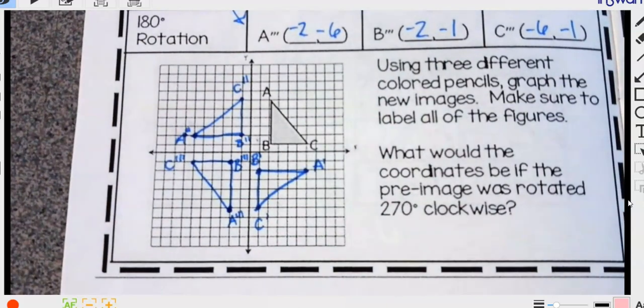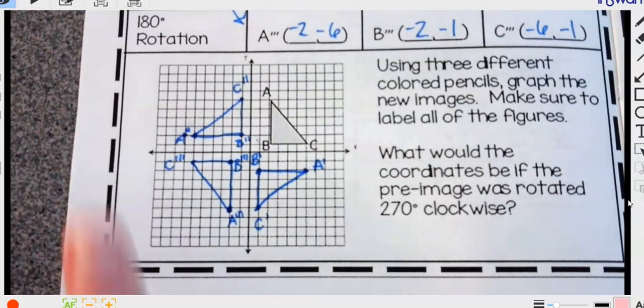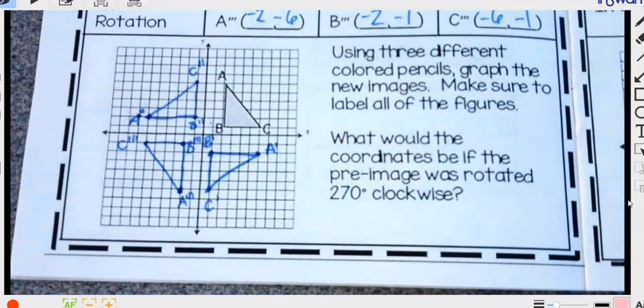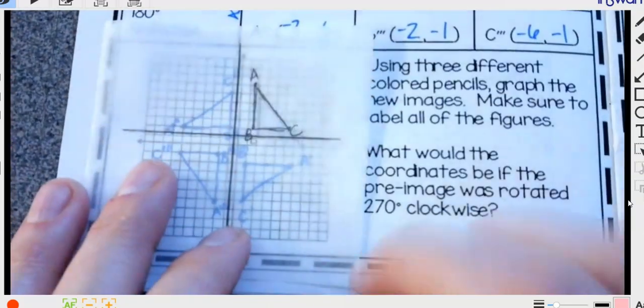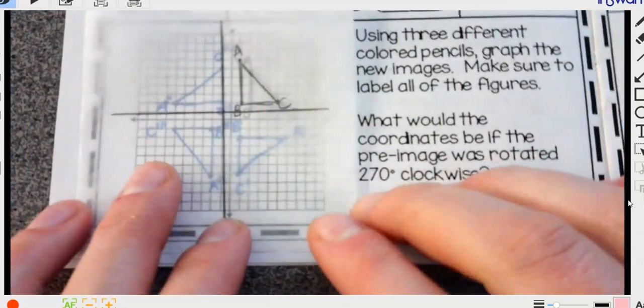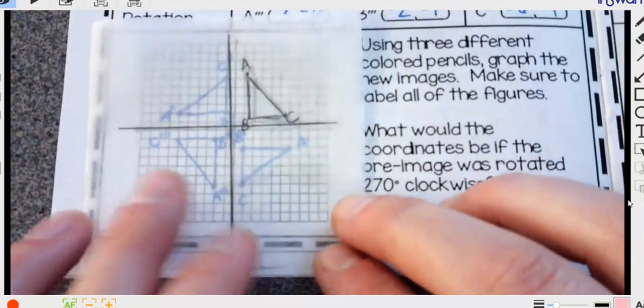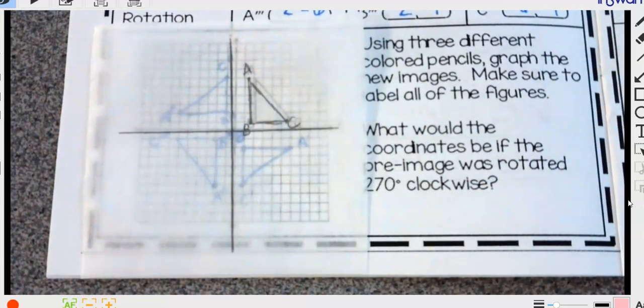Okay, now this is super important. This is something that you guys have to write down. So if you think, okay, I understand, this is super easy, great. This part is going to be asked, and it's not on this paper unless you write this in. So it asks this question: what would the coordinates be if the pre-image was rotated 270 degrees counterclockwise? All right, let's think about this. So, 270 clockwise. Yes, it's 90 times 3. So it's like three quarter turns, one direction.